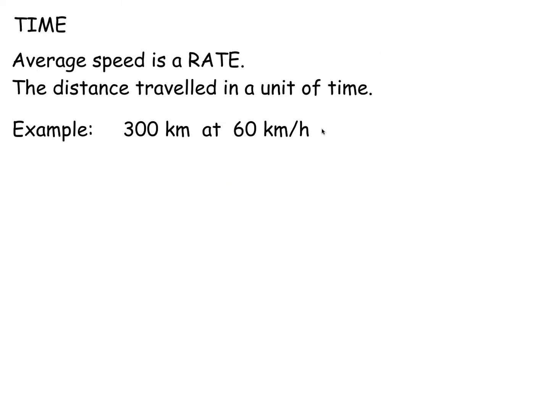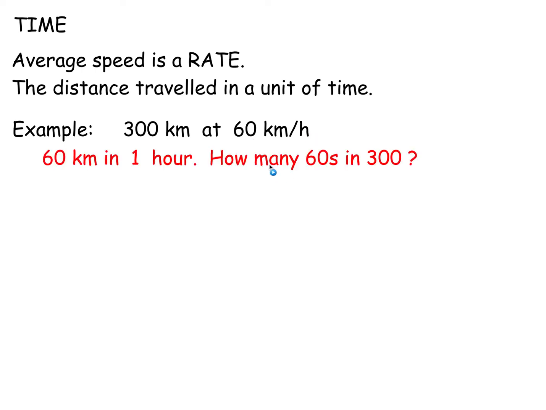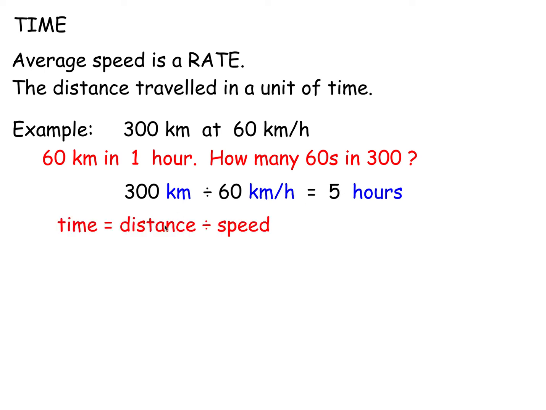Now suppose you want to calculate the time of a journey, knowing its distance and speed. The speed here is 60 kilometers per hour. That means in 1 hour you travel 60 kilometers. So the time it takes to go 300 kilometers is how many 60s are in 300, because that's how many hours it'll take. So divide 300 by 60, because that figures out how many hours there are involved in the journey. It's the distance divided by the speed. So the formula, time is distance divided by speed. T equals D divided by S, or as we'll write it, T equals D over S.